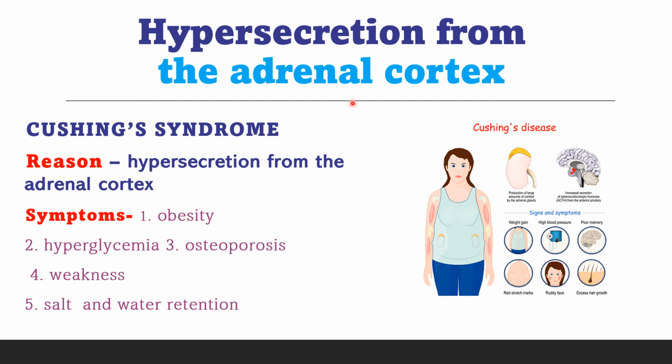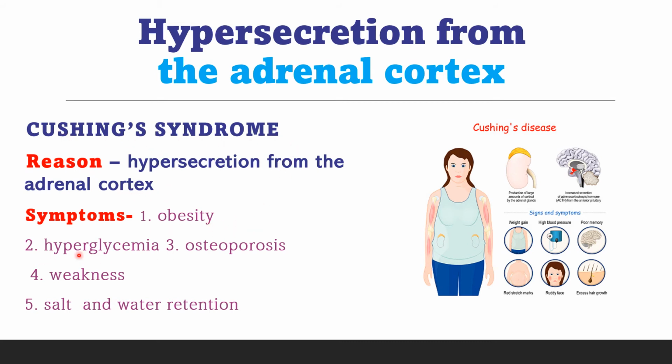Hypersecretion from the adrenal cortex leads to Cushing syndrome. What is the reason for Cushing syndrome? It is due to the hypersecretion of cortical hormones from the adrenal cortex. Yes, very important, from the adrenal cortex. Yes, what are the symptoms of Cushing syndrome?